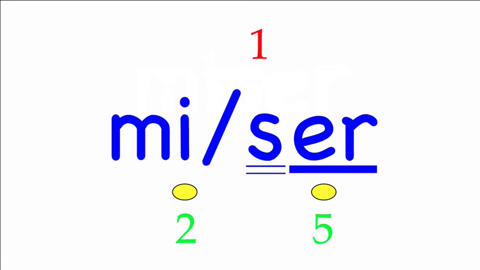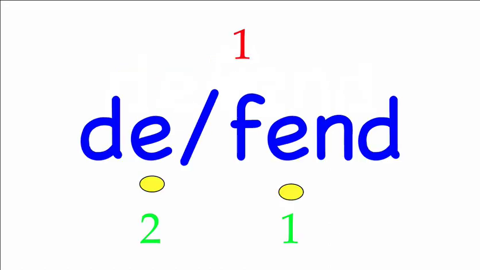Defend. Defend. We must defend the castle. Defend. 2 syllables. First syllable D, 2 sounds. D, E. Second syllable, fend, 4 sounds. F, E, N, D. Defend. Mark the word. Defend.